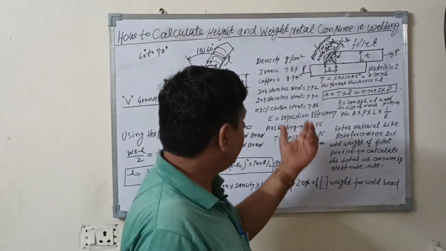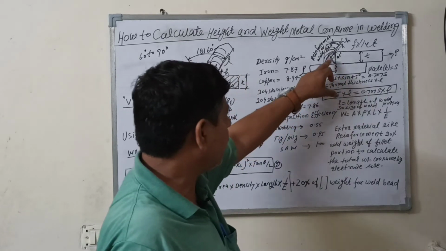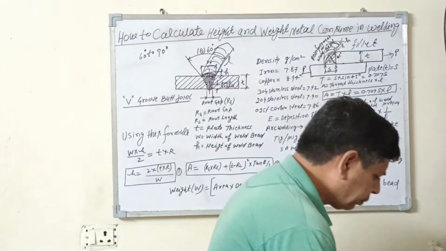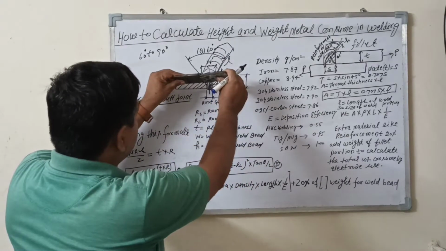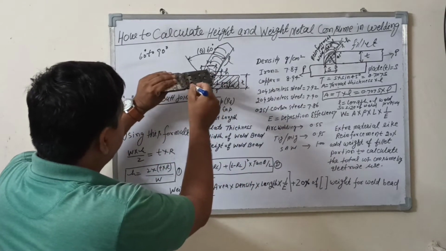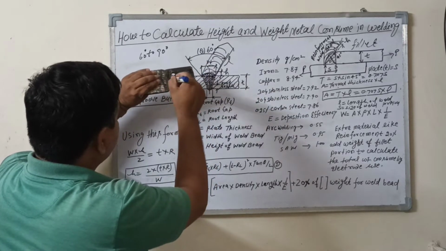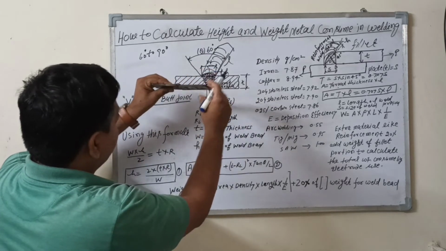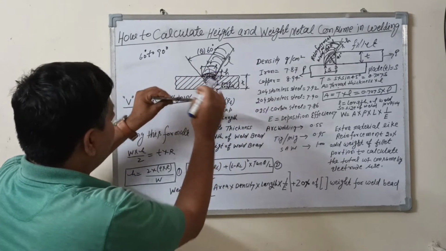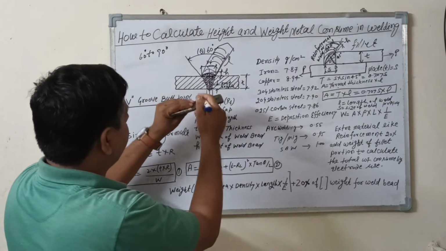So you can see this figure. This is the single transverse joint. The figure is like this. This is the weld height, and this is the weld bead. This is the width of this bead, and this is the weld bead height. It is the V groove butt joint.